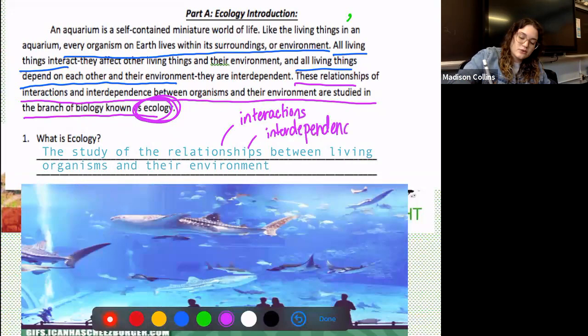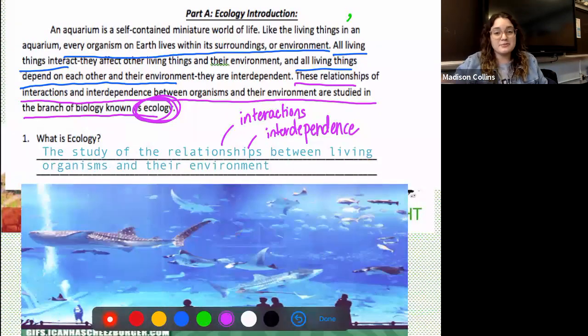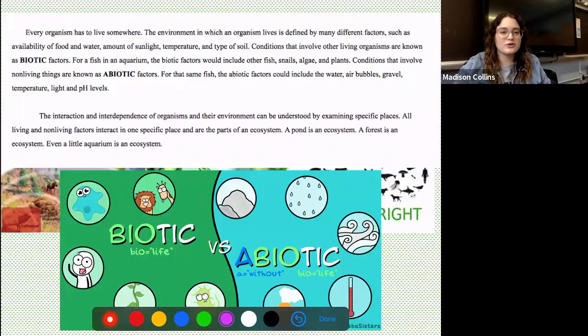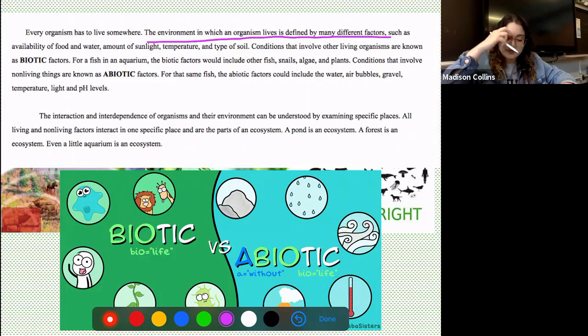So how these organisms interact with their environment and how they depend on their environment. All right, we got two more paragraphs to read. So every organism has to live somewhere. The environment in which an organism lives is defined by many factors, such as availability of food and water, amount of sunlight, temperature, and type of soil.